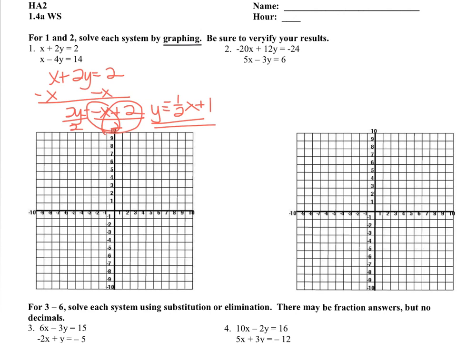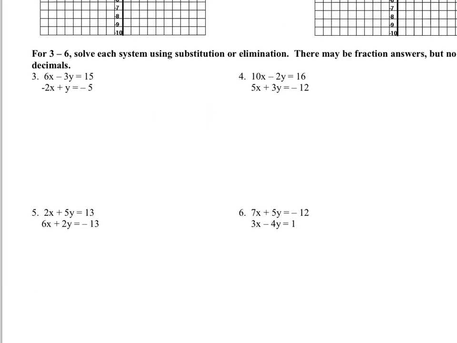Make sure you get your equations in the right form as you set up these systems to solve. Once you find your point of intersection, make sure you verify your results.